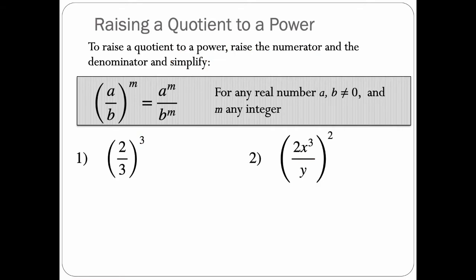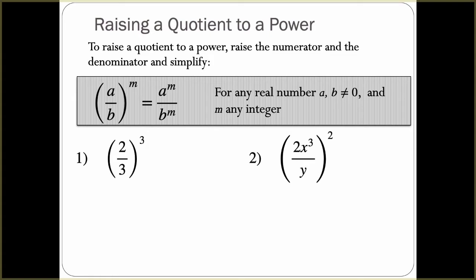All right, now we have raising a quotient to a power. To raise a quotient to a power, raise the numerator and the denominator, and then simplify. So if we have a over b to the mth power, we would take the m and distribute it to both the numerator and the denominator. So we're going to bring the exponent to the a and to the b, and then we get a to the m over b to the m. And now the thing here it says is this works for any real number a. b again cannot be 0 because we cannot divide by 0, and m is an integer.